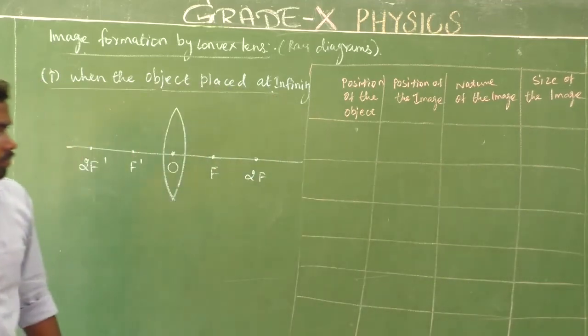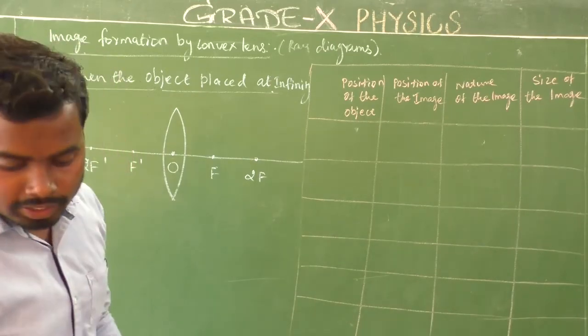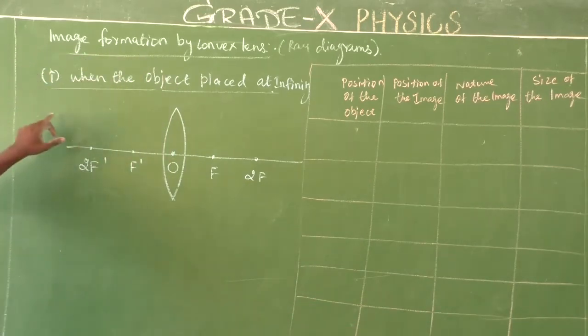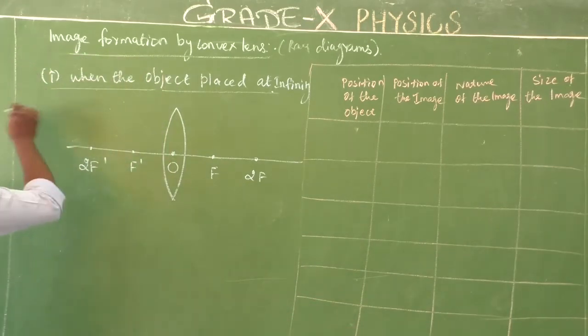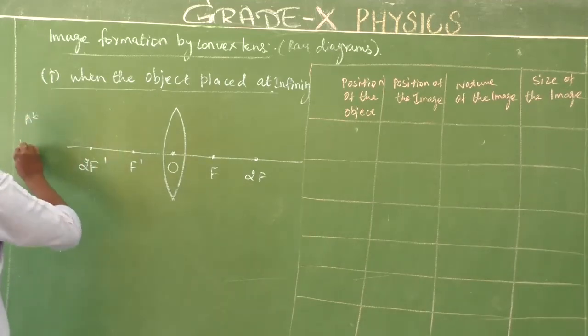Look here. First, I am going to place the object at infinity. Consider an object placed at infinity. Where is the object? Object placed at infinity, here.